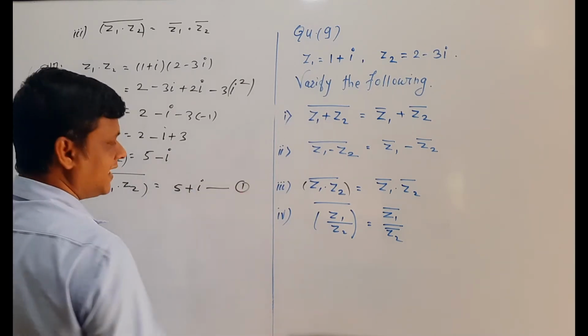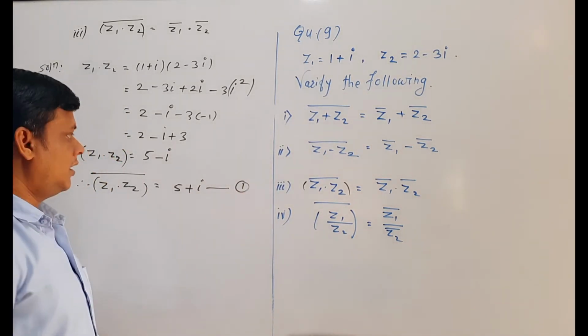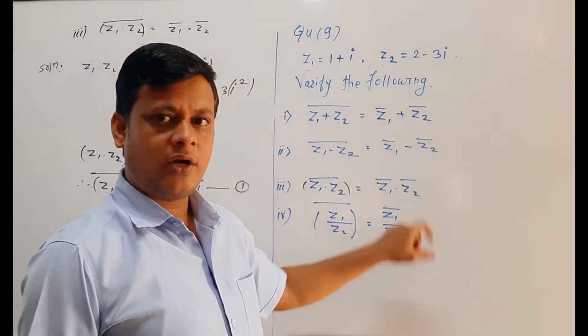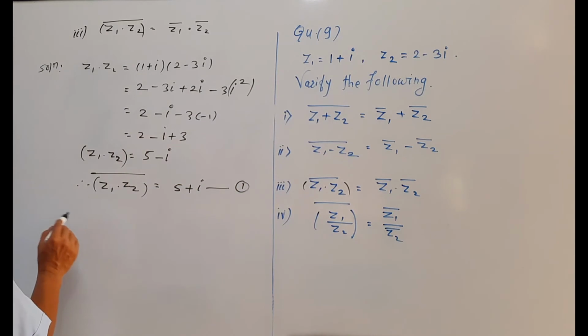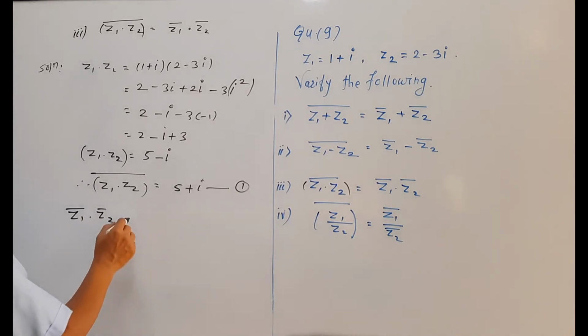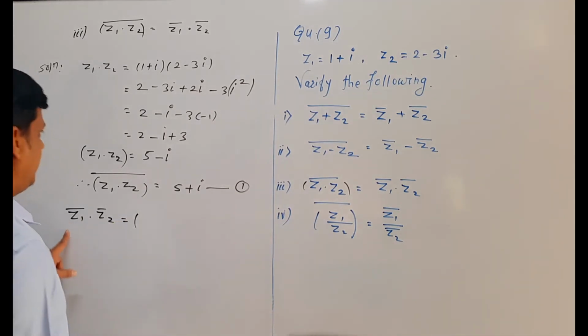So we denote this as equation number 1. Now we have to find the conjugate of z1 into the conjugate of z2. So we write here the conjugate of z1 into the conjugate of z2 is equal to. Now we already wrote the value of the conjugate of z1.